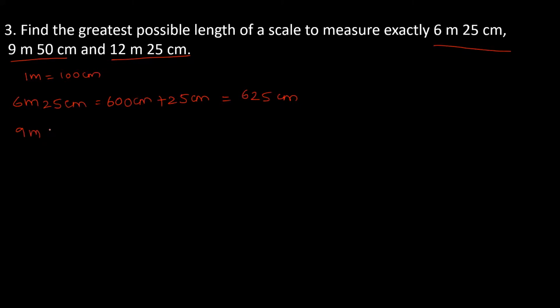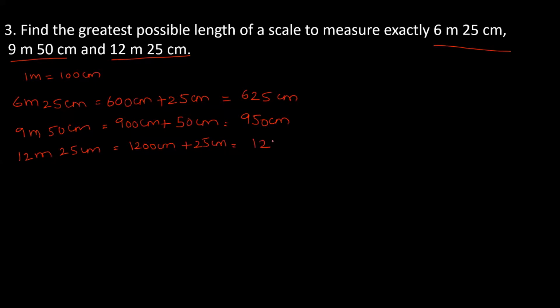9 meters 50 centimeters is 900 centimeters plus 50 centimeters, 950 centimeters. 12 meters 25 centimeters is equal to 1200 centimeters plus 25 centimeters, 1225 centimeters. So after this, we have to find the prime factors of 625, 950 and 1225. So first, find the prime factors for 625.